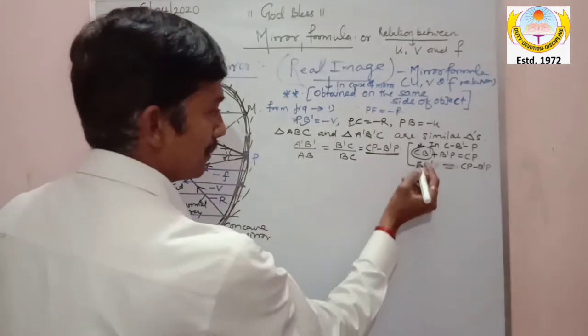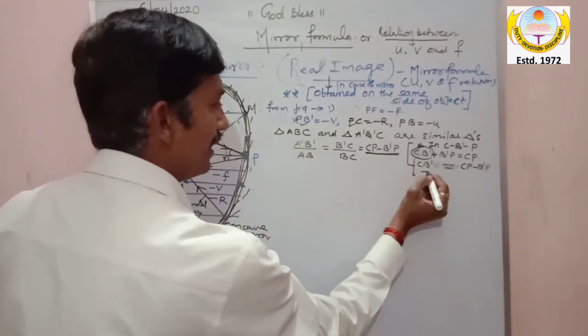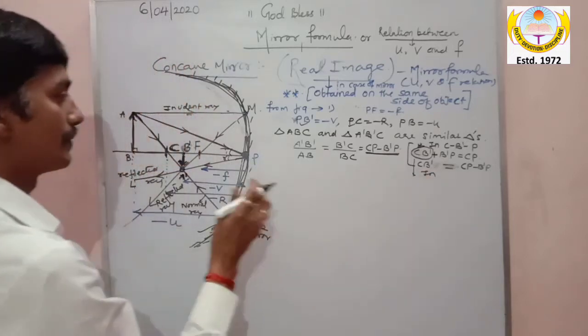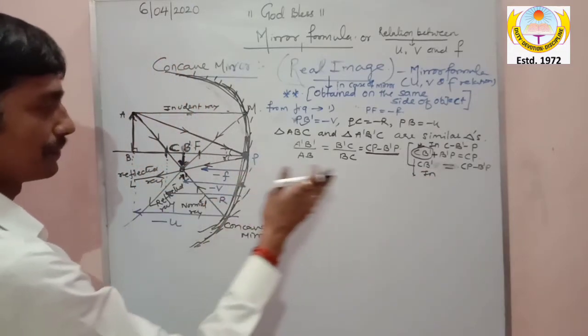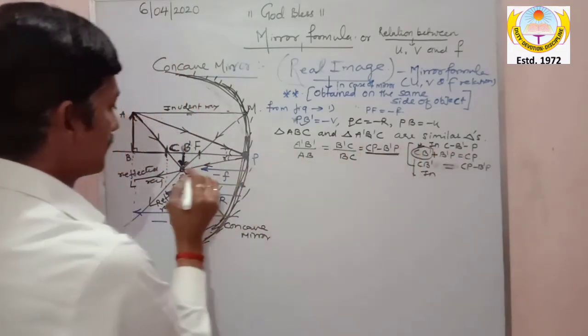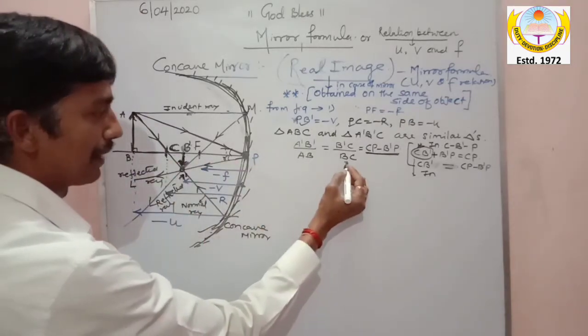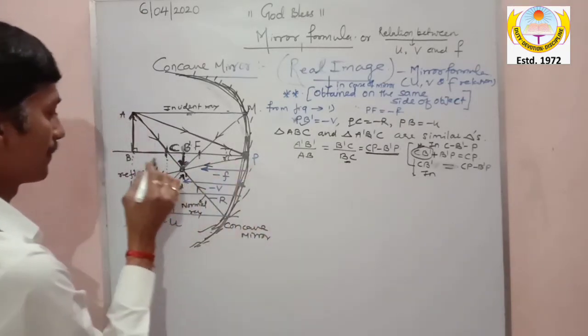So now similarly, in this line BC, where is BC? So see it.